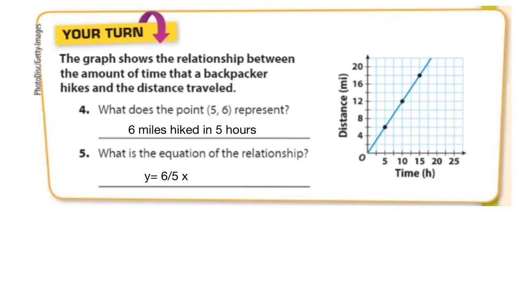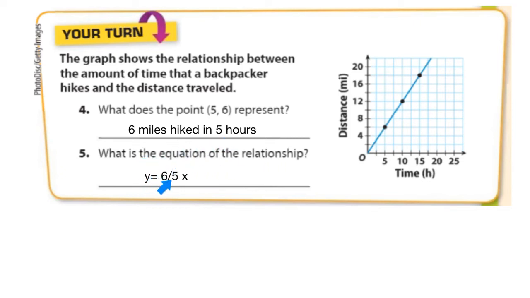So here's your solutions. What does the 0.56 represent? So here's 5 and there's 6. So 5 is time in hours and 6 is distance in miles. So it means 6 miles in 5 hours. What is the equation of the relationship?